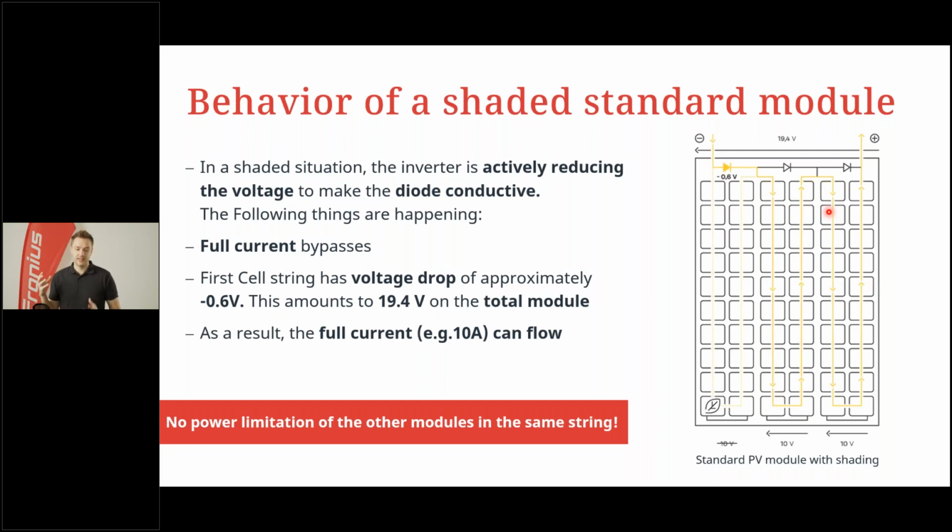This is the behavior of a shaded standard module. You have no yield loss in this case, or no heavy yield loss. You just lose the shaded cell string.